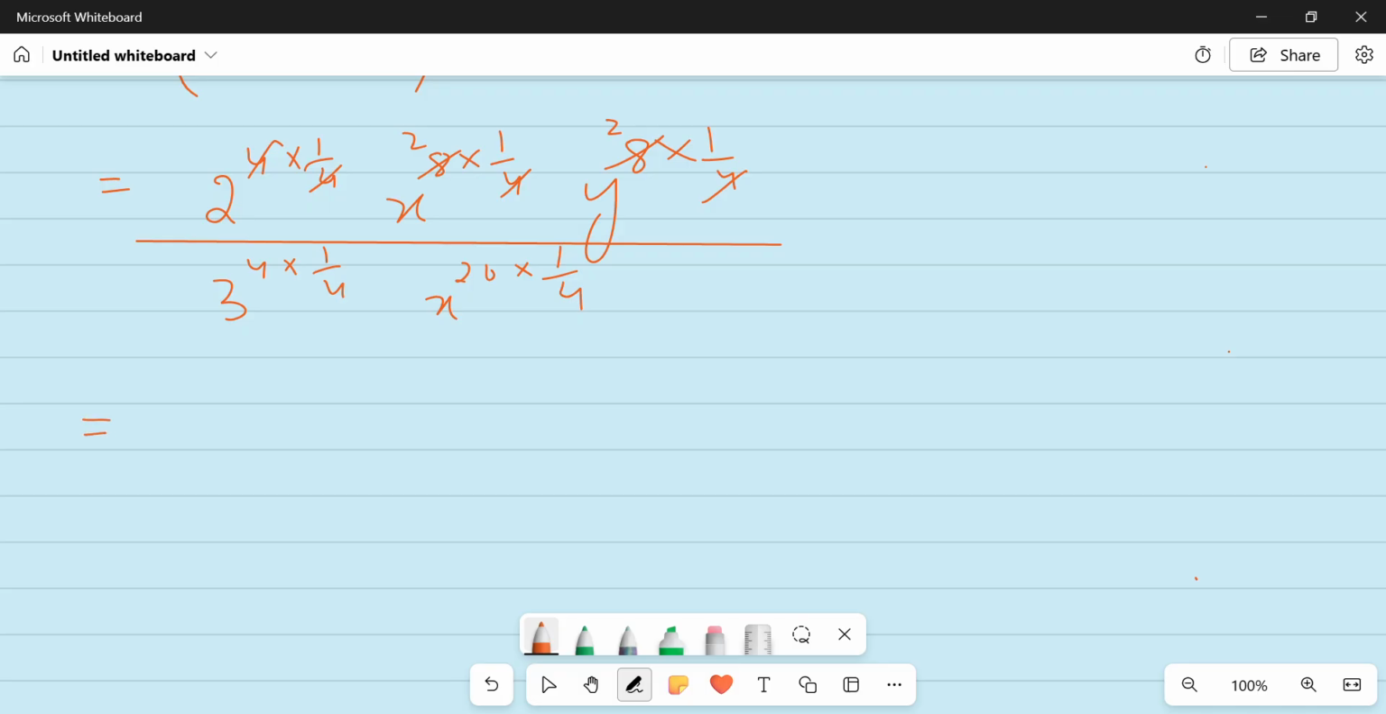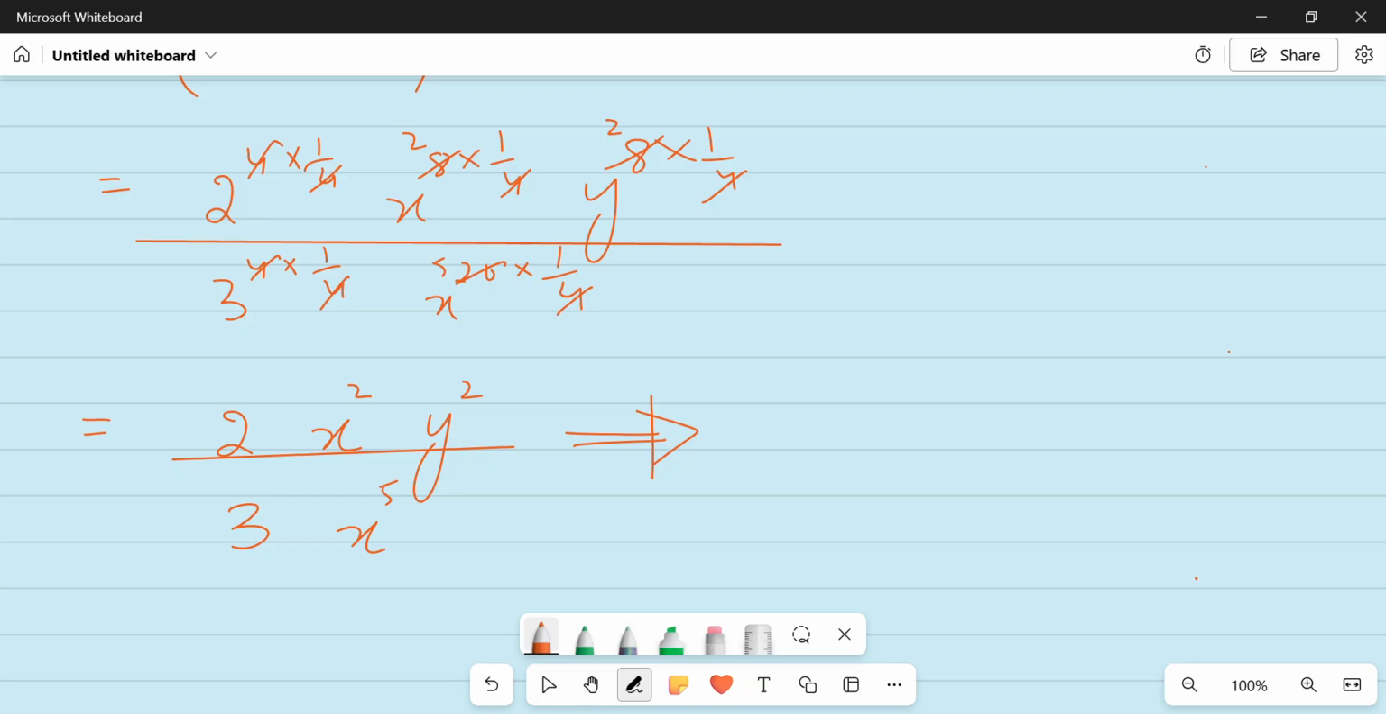So here we are left with 2 to the power nothing, x to the power 2 only, and y also to the power 2, right? Now in the denominator, 4 and 4 cancel. 4 ones are 4 and 4 fives are 20. So here in the denominator we are left with 3 and x to the power 5, right?